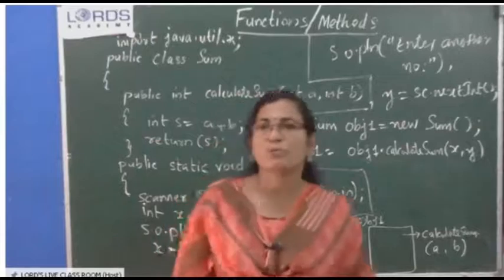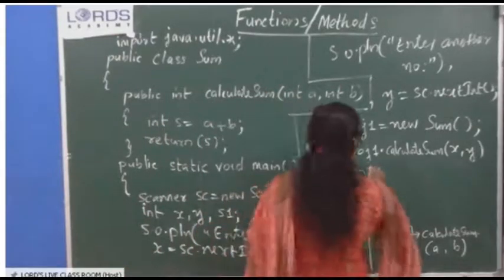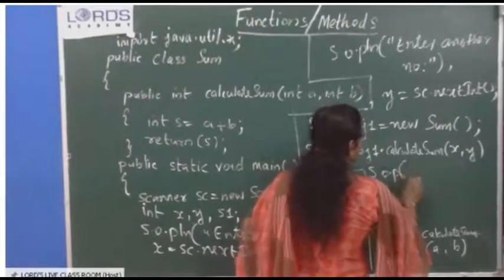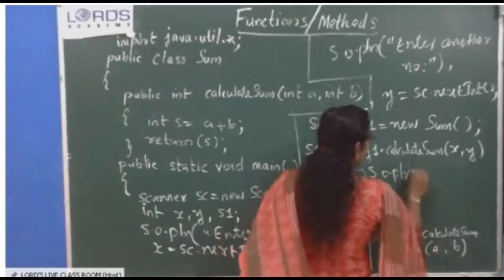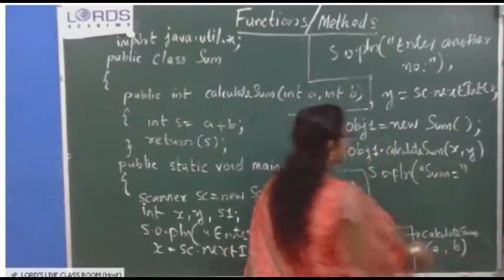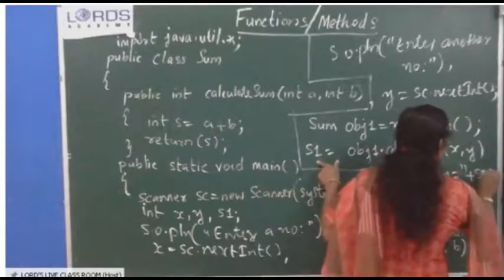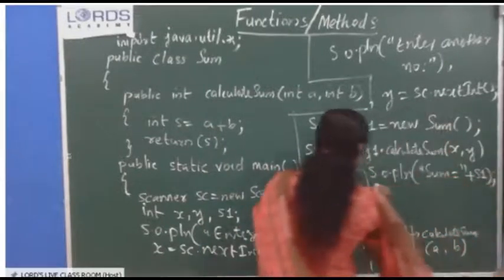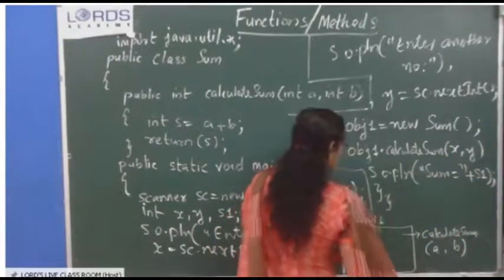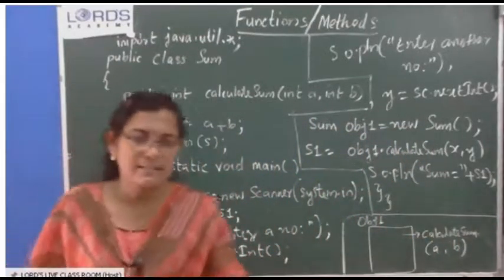Now, what do we have to do? We have to display the calculated sum. So, system.out.println sum equal to, where is the sum received in the main method? S1, isn't it? Plus S1. Main method is closed, class is closed.